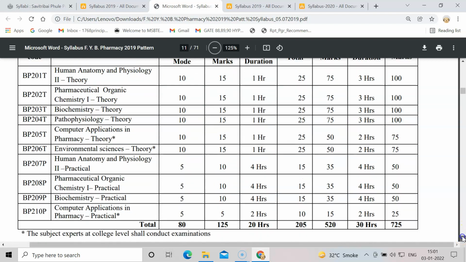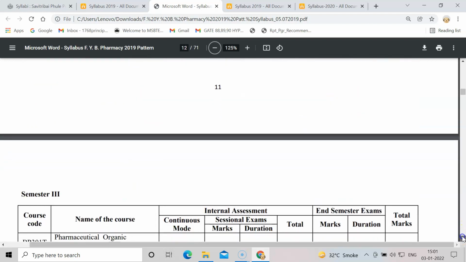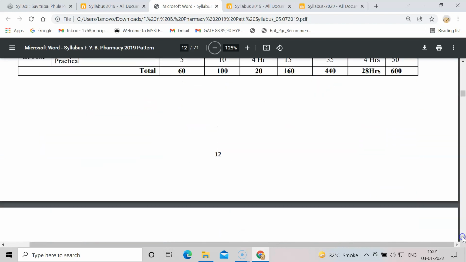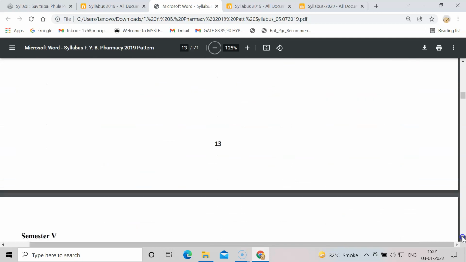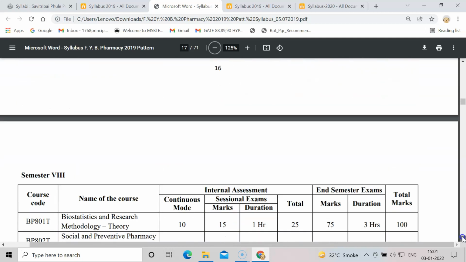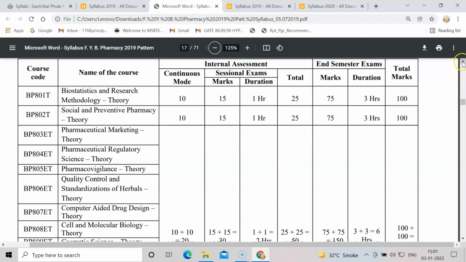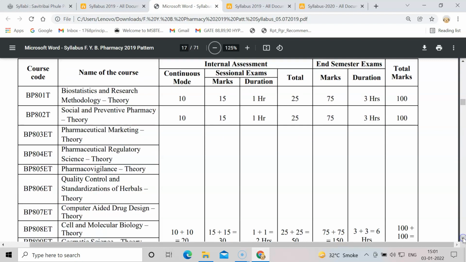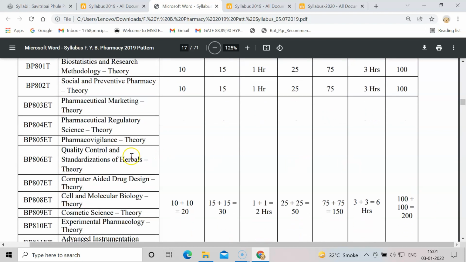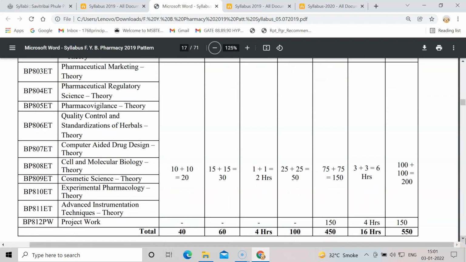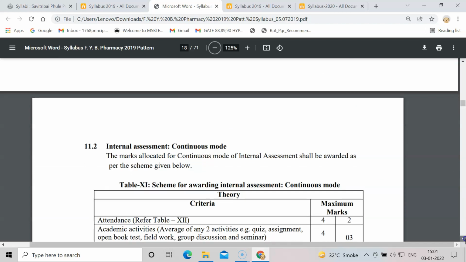Now coming further, the same course structure is given for SEM 3, SEM 4, and similarly up to 8 SEM, right? You can see, and in the 8th SEM the rules are a little bit different. You have elective subjects over here, so you can choose any 2 elective subjects from this. You can see later once you understand.